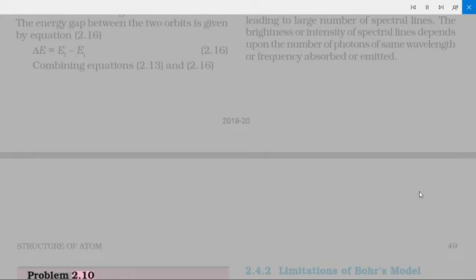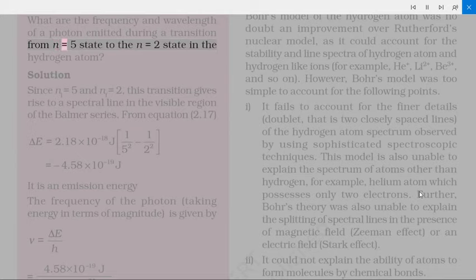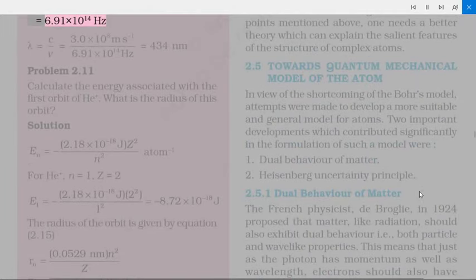Structure of atom, problem 2.10. What are the frequency and wavelength of a photon emitted during a transition from the n = 5 state to the n = 2 state in the hydrogen atom? Solution: since n_i is equal to 5 and n_f is equal to 2, this transition gives rise to a spectral line in the visible region of the Balmer series. From equation 2.17, ΔE = 2.18 × 10^-18 J (1/5² - 1/2²) = -4.58 × 10^-19 J. It is an emission energy. The frequency of the photon, taking energy in terms of magnitude, is given by nu = ΔE/h = 6.91 × 10^14 Hz.